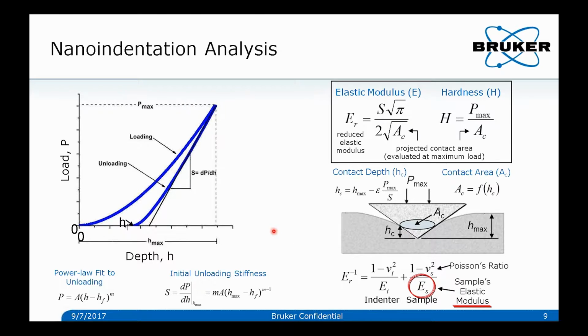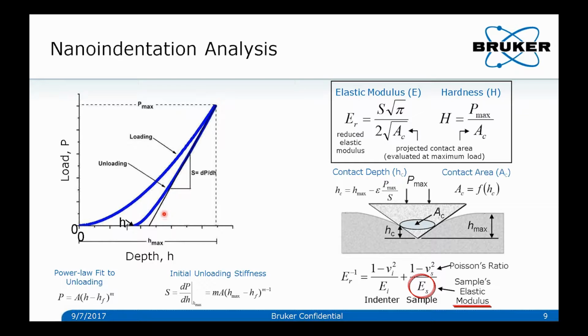For the data analysis, we start with the raw data, which is a load versus displacement curve. This is essentially the mechanical fingerprint of your material. We start with a loading curve where the force is increasing slowly, and then you have plastic and elastic deformation occurring. Then we hold the force at the peak for a few seconds, and then you have an unloading segment where you're just looking at the elastic response of the material.